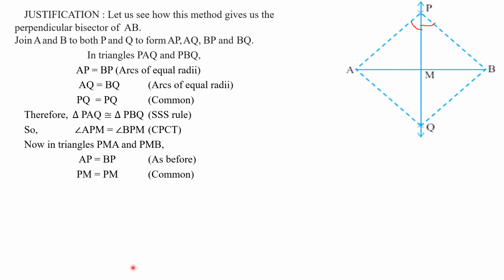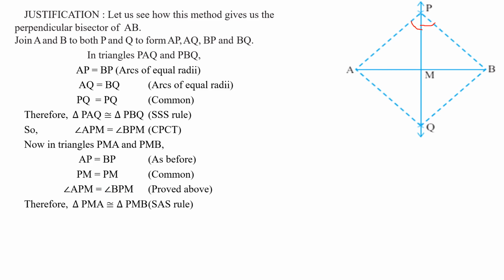Understood this step, my children? Angle APM is equal to angle BPM. We have already proved this in the previous step, angle APM is equal to angle BPM by CPCT, so we are using that result here. Therefore, triangle PMA is congruent to triangle PMB by the SAS rule. Understood this step, my children?